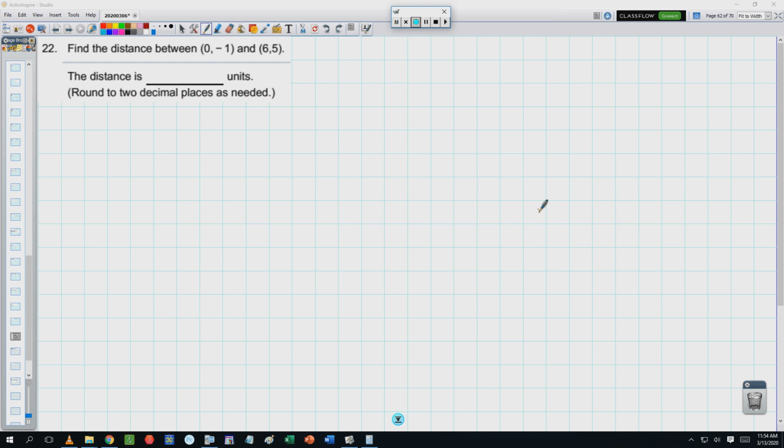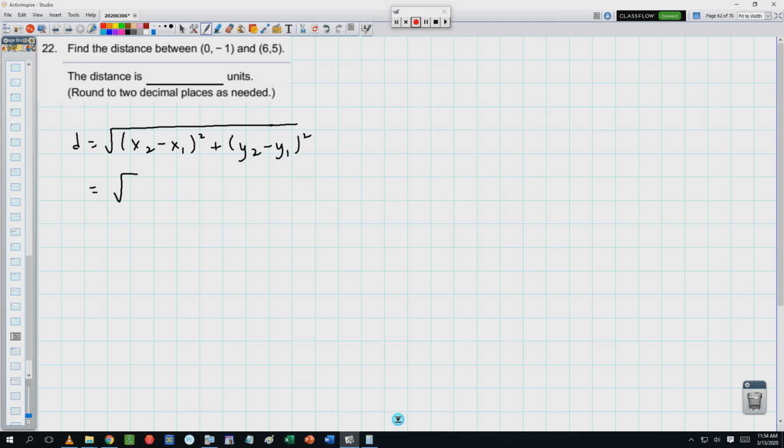Find the distance between these 2 points. This would be on a graph. You would be required to use this long distance formula, where you take the 2 x's, subtract them, squared, and you do the same thing with the 2 y's, squared.